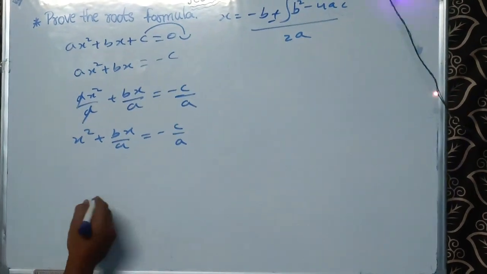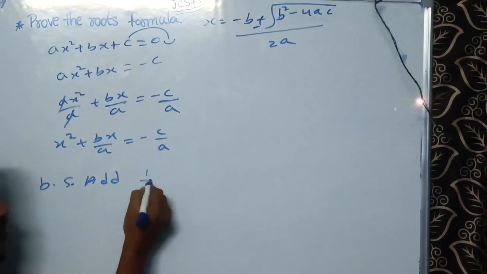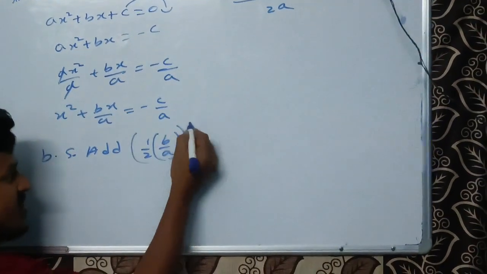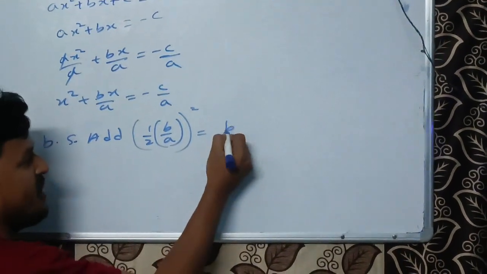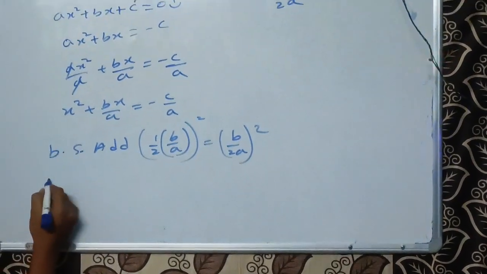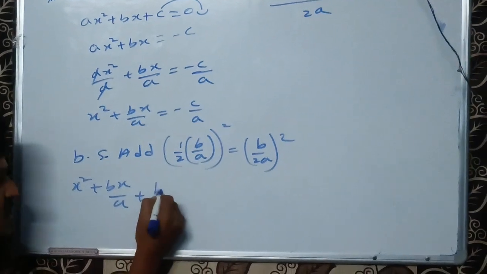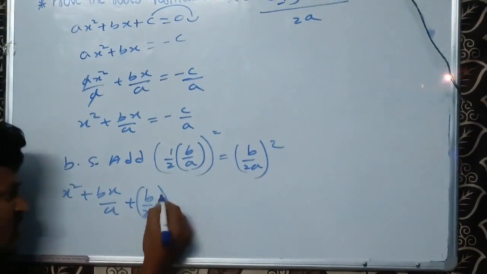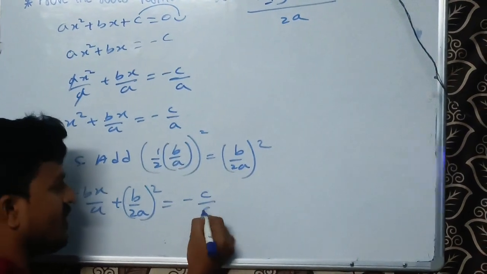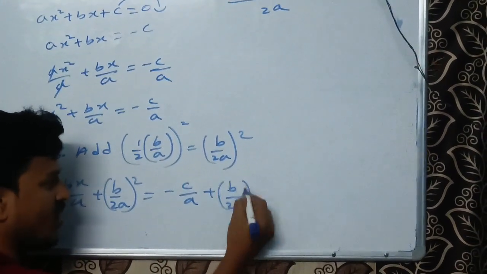And add on both sides 1 by 2 of b by a, whole square, which is b by 2a whole square. Adding on both sides, x square plus bx by a plus b by 2a whole square is equal to minus c by a plus b by 2a whole square.